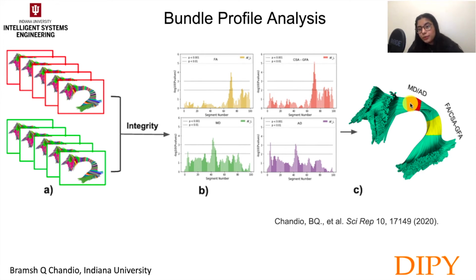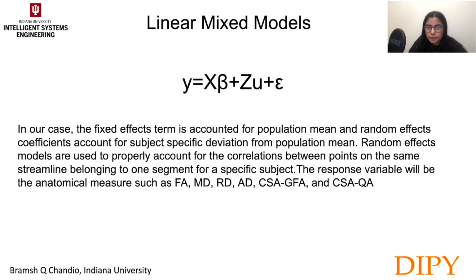Now there could be different areas for different measures. For example, in this example, the red area highlighted shows that there are differences between two groups in MD and AD. And the yellow area shows differences in FA and GFA. And we get this information from linear mixed models.